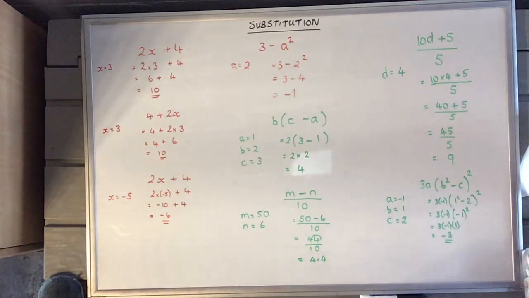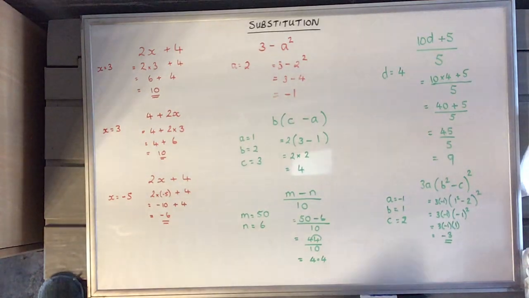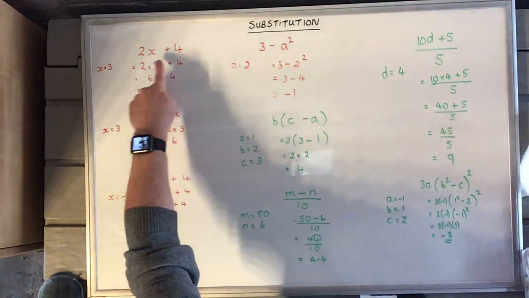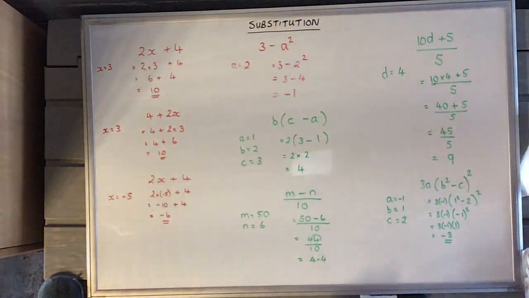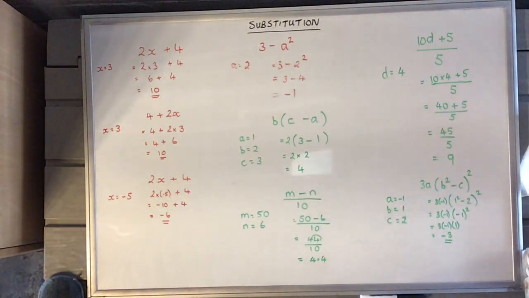In the next video, we'll do substitution, but we'll use equations in the next video. Now, it's very, very similar to what we just did here. Notice this is an expression because it doesn't have an equal sign. When you have an expression equal to something, that's called an equation, and we'll deal with that in the next video, as I say. Okay, that's it.